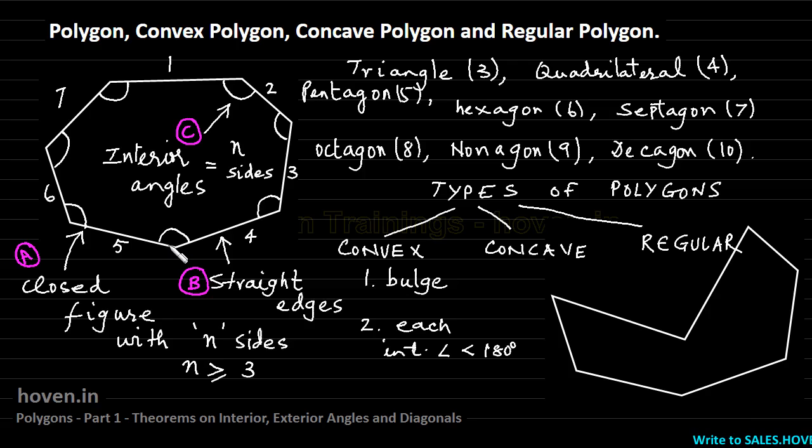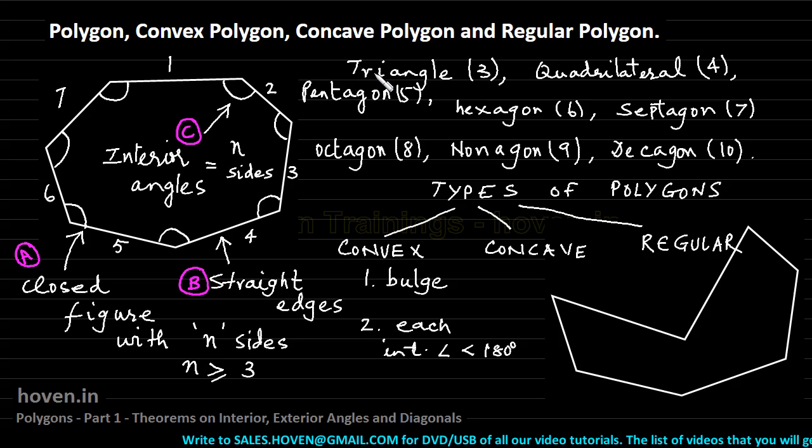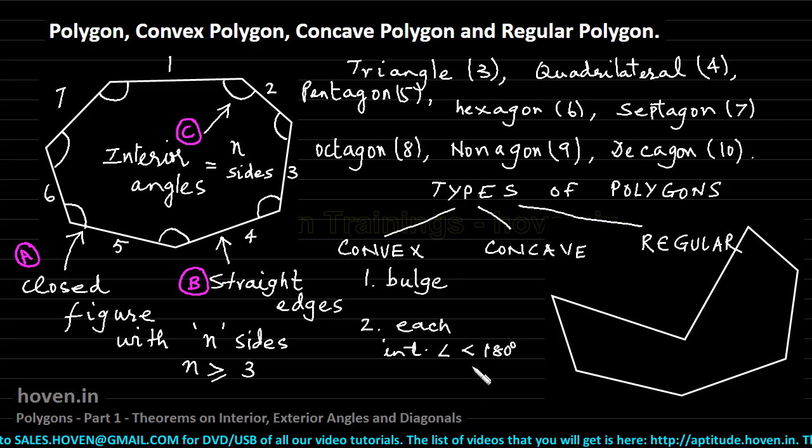And you must have noted that a triangle is also a polygon. The sum of the angles of this polygon we have already known is 180. Therefore, a triangle will always be convex because each angle will have to be less than 180 degrees. But when it comes to other polygons, they could be concave.